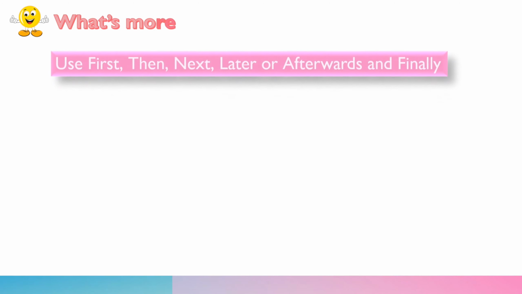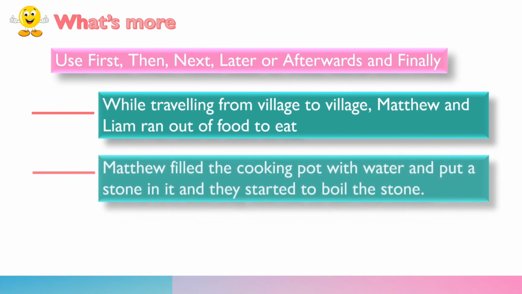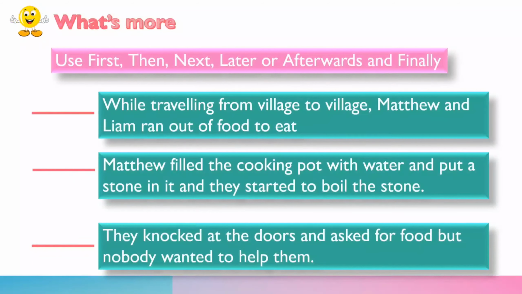Now let us check if your answers are all correct. First, while traveling from village to village, Matthew and Liam ran out of food to eat. Next, Matthew filled the cooking pot with water and put a stone in it, and they started to boil the stove.